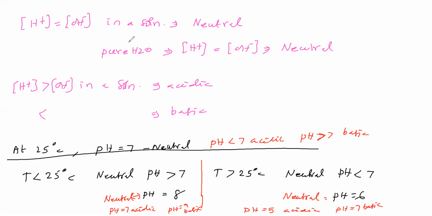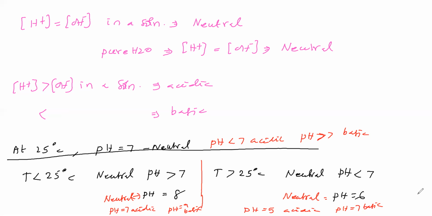So what is the conclusion? For a neutral solution, H plus concentration is equal to OH minus concentration. For an acidic solution, H plus concentration is greater than OH minus concentration. For a basic solution, H plus concentration is less than OH minus concentration. Therefore, pH is equal to 7 for a neutral solution, no doubt, if temperature is 25 degrees Celsius. If you change the temperature, then don't say pH is equal to 7 for a neutral solution.